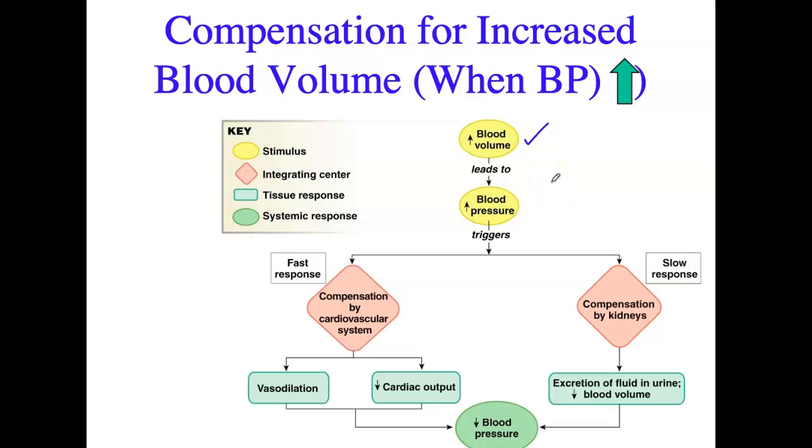The blood volume is too high, and that needs to be fixed. So that's what the slow response is going to be. It's going to take care of the compensation by the kidneys, where it's going to excrete that fluid in the urine, and that blood volume is going to go down. So you've actually then removed the stimulus. You remove the stimulus, and then the blood pressure truly goes down, and then vasodilation could just go away, and the system works. So that's a nice illustration that you have in your text to look at.